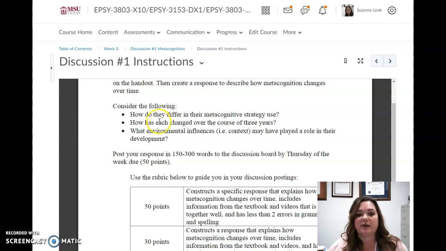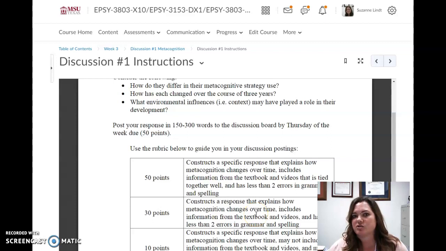I want you to explain how he differs at the different ages in his metacognitive strategy use, how he's changed over the course of time, and what environmental influences may have played a role. Sometimes he speaks to the environment that he's in, or you could even draw some conclusions about those. So how does he differ over time? And then how does that relate to the book? Be sure to bring in information from the textbook about how learning changes over time, and you can provide information about how he is similar or different, or provides expected or even unexpected responses. Just relate it to the book and relate it to the videos, and be sure that you have 150 to 300 words. And then that is due on Thursday.